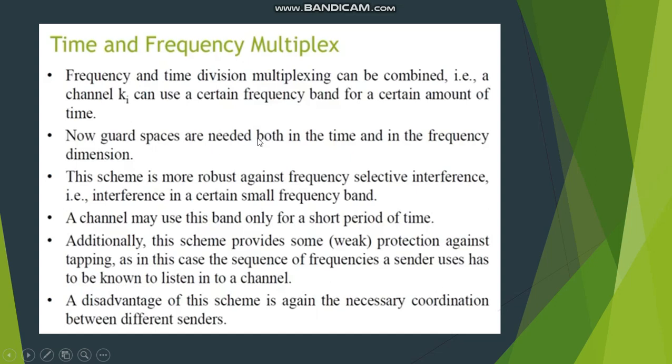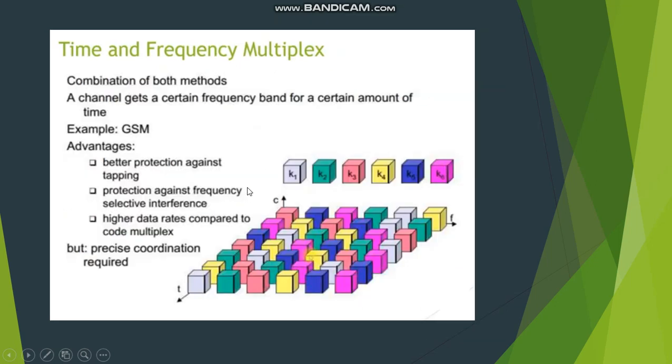The guard spaces are needed both in time and frequency dimensions. यानी frequency के हिसाब से भी उनको अलग रखना पड़ेगा और time के हिसाब से भी उनको अलग रखना पड़ेगा. This scheme is more robust against frequency selective interference, that is interference in a certain small frequency band. More robust मतलब इसमें overlapping होने का chances बहुत कम है.